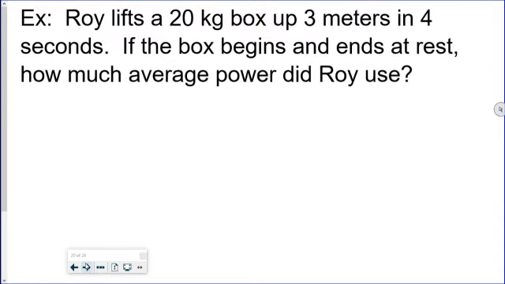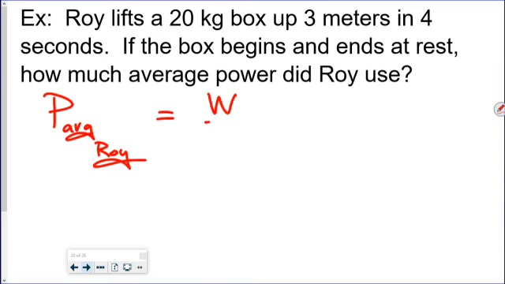First example, Roy lifts a 20-kilogram box up 3 meters in 4 seconds. If the box begins and ends at rest, then how much average power did Roy use? What we're looking for is the average power, but specifically by Roy, right? One of the things to be conscious of here is that Roy is a non-conservative force, right? Average power is the amount of work done per unit time. Specifically, we're looking for the work that Roy does per unit time.